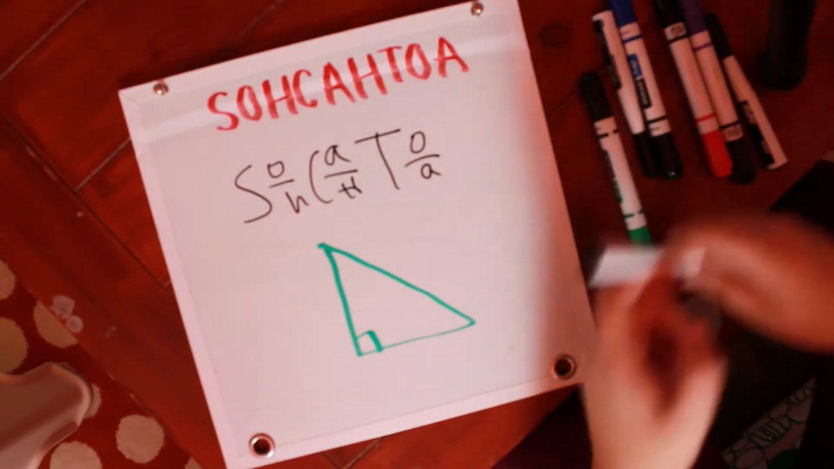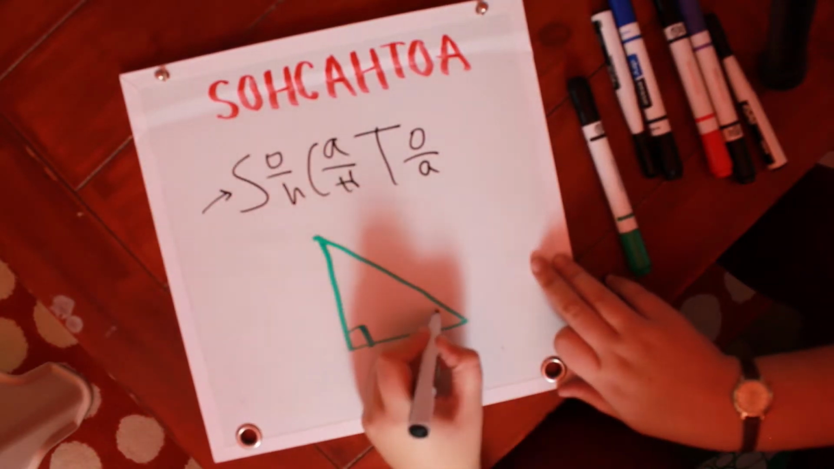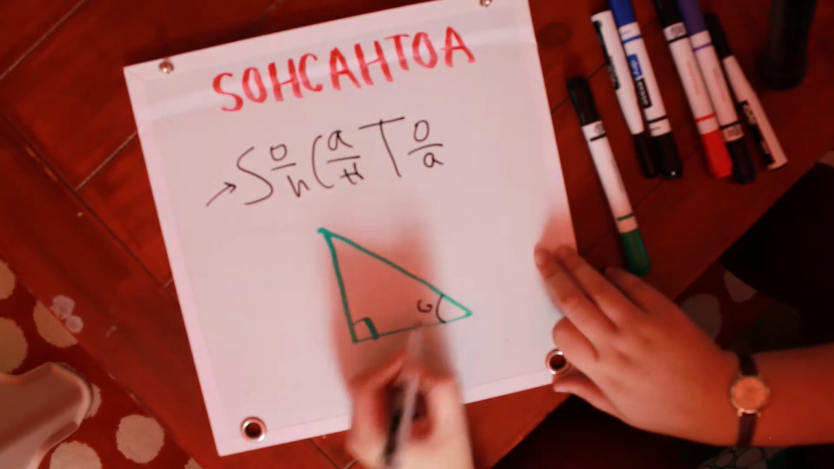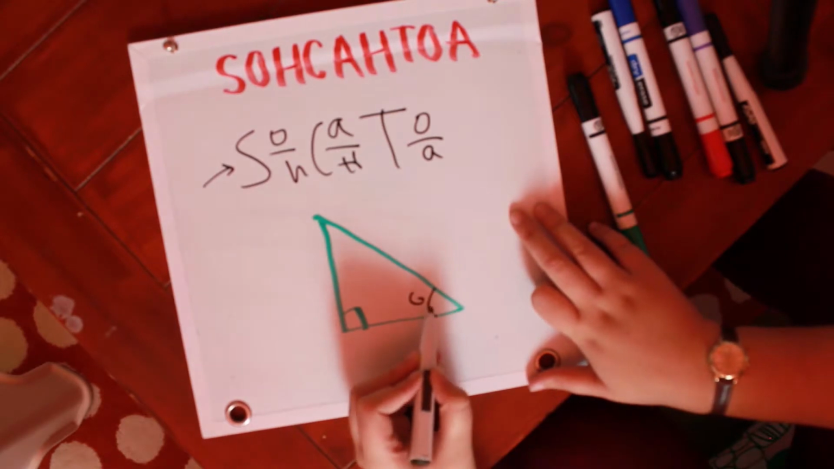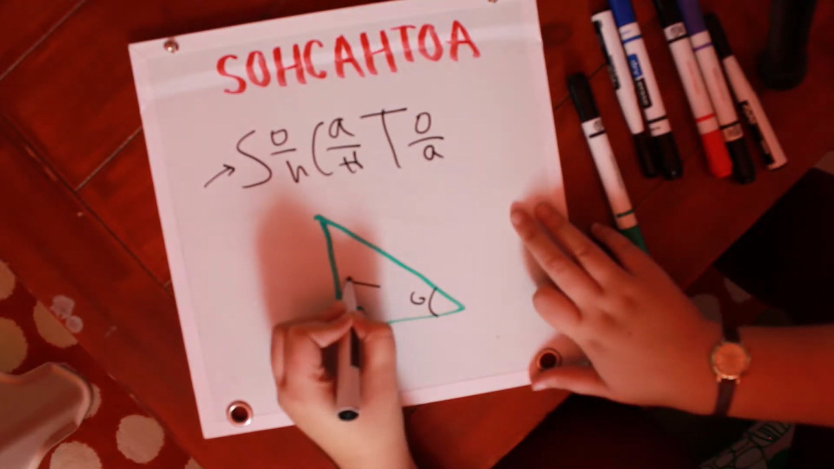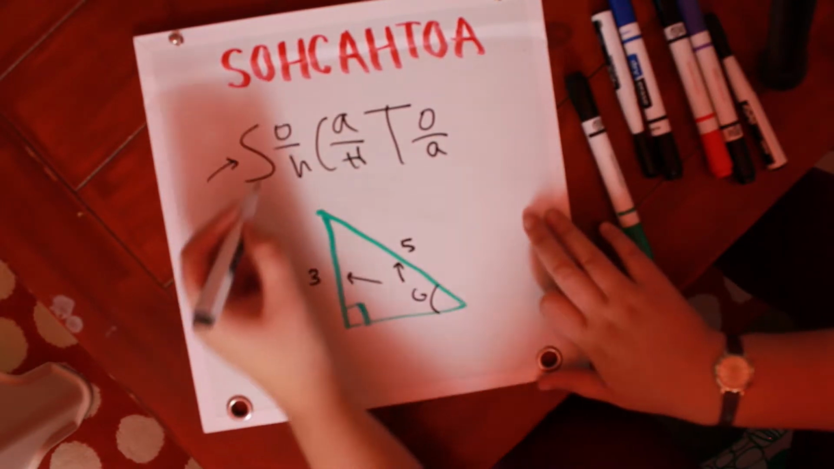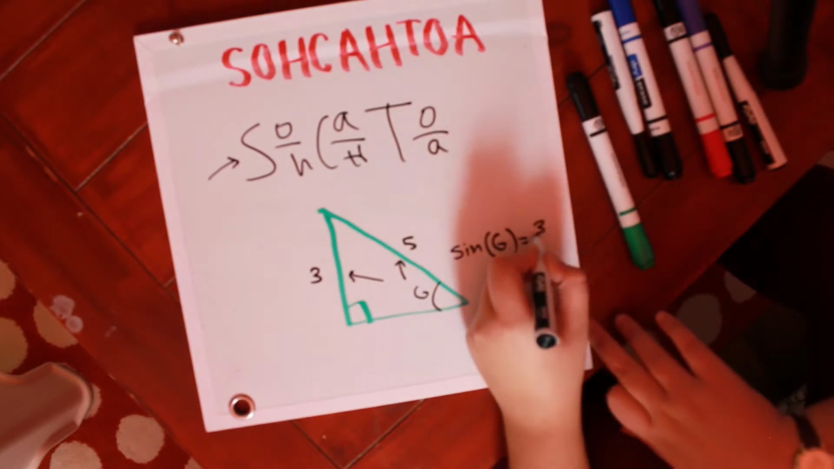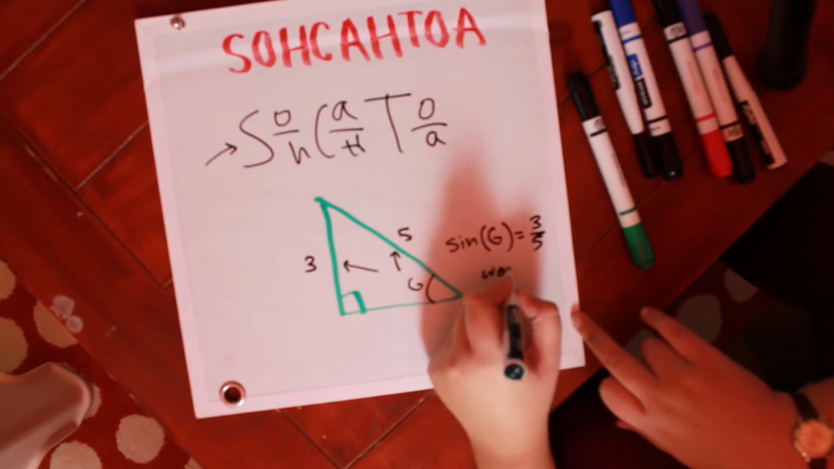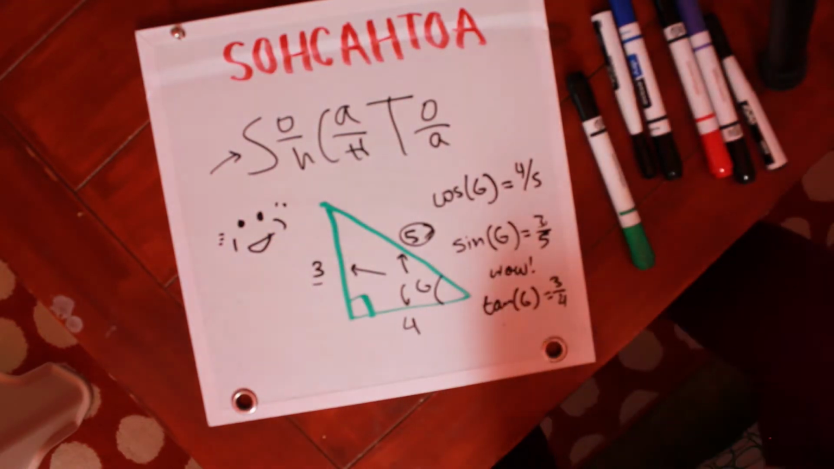So if this is our triangle buddy, and we're trying to find the sine of an angle, let's call it G for Greg. The sine is the same as the ratio of its opposite side to the hypotenuse. So if this is 3 and this is 5, then the sine of G equals 3/5. Wow! You can see on our 3, 4, 5 right triangle that we worked out cosine of G and tangent of G along with sine of G, which we all just did together.